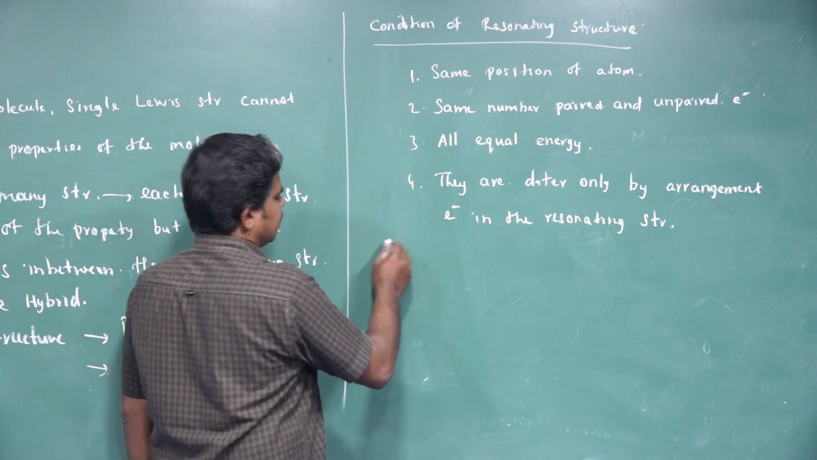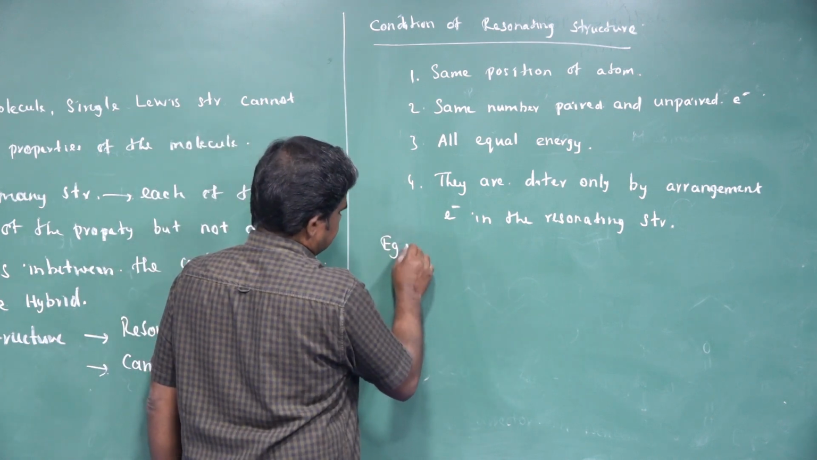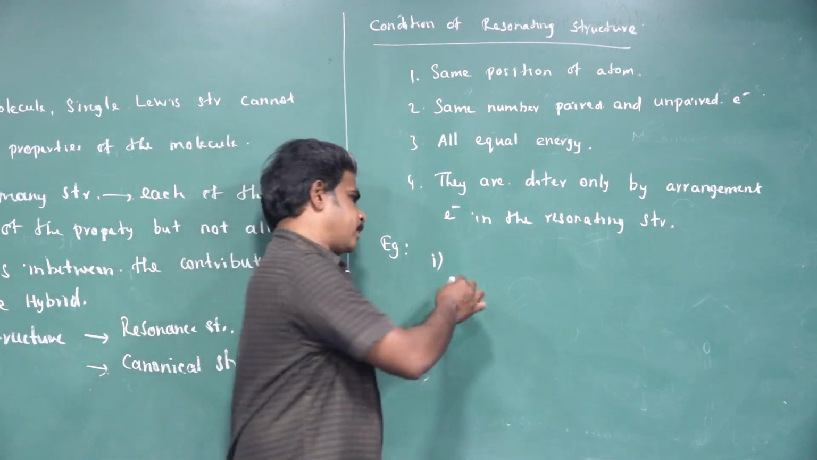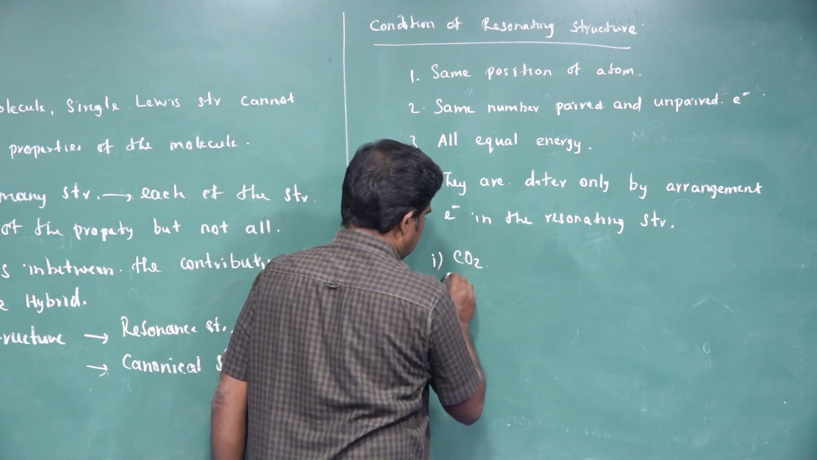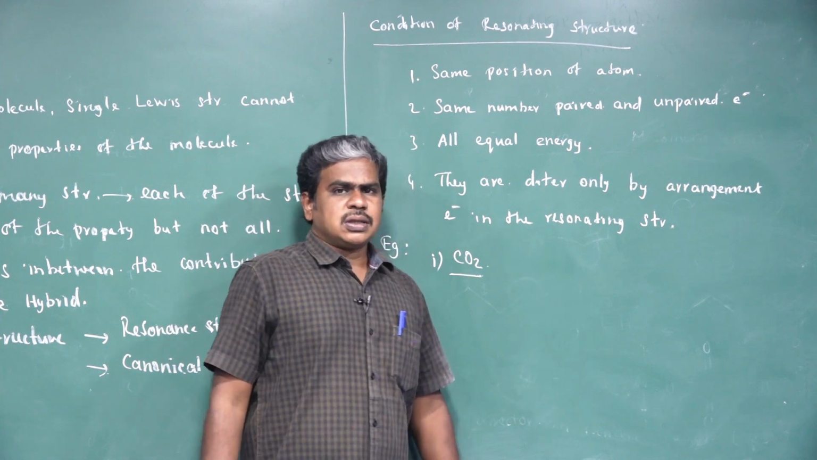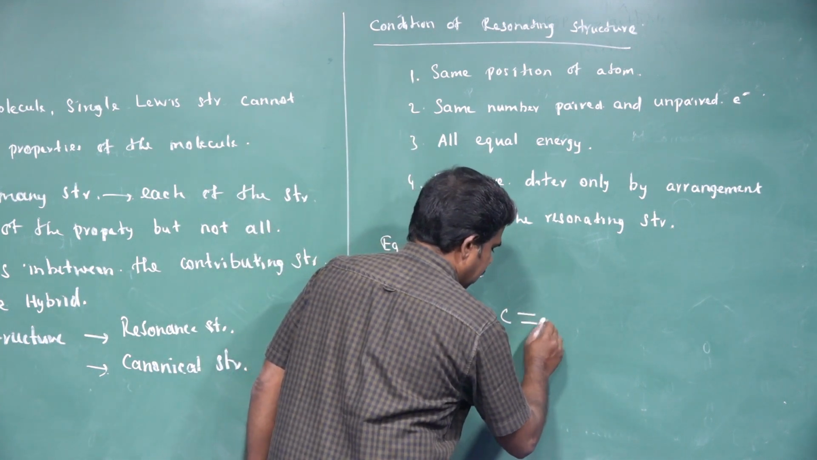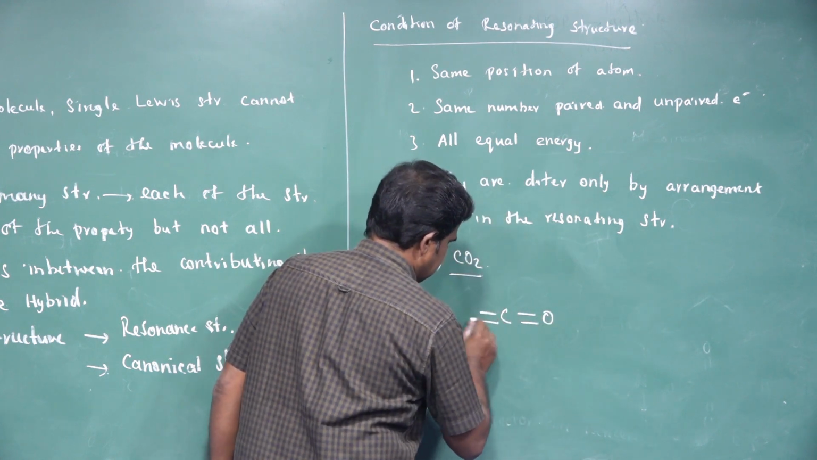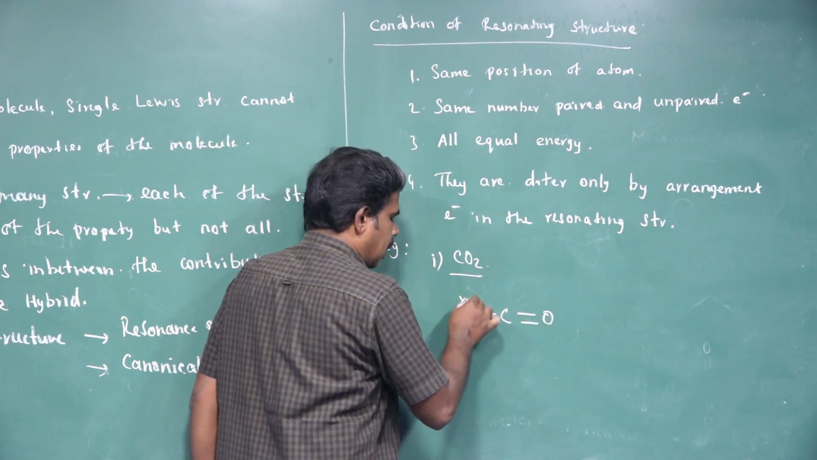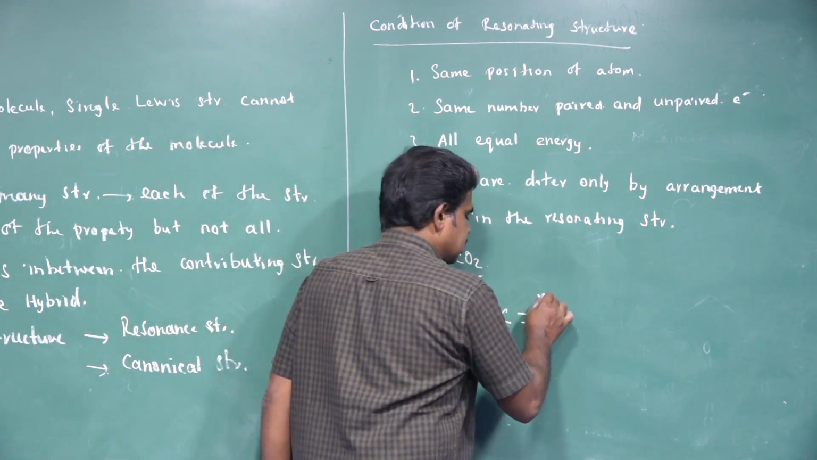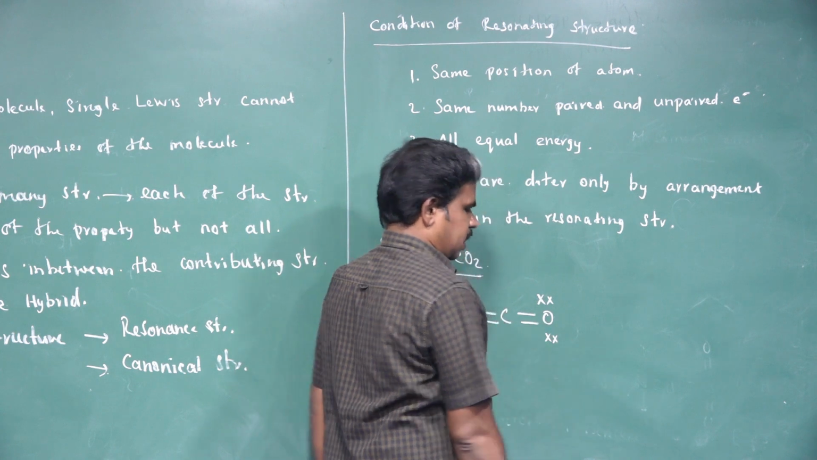Now we may take the examples. The first example is carbon dioxide. You know that carbon dioxide has carbon in the center with double-bonded oxygens, and each oxygen has two lone pairs.